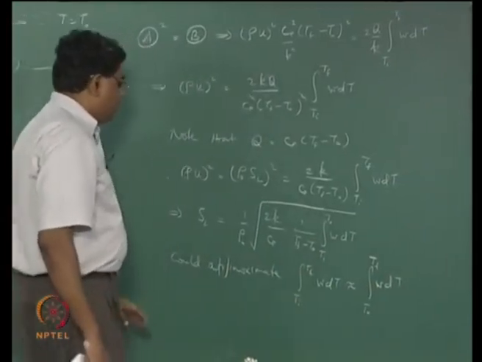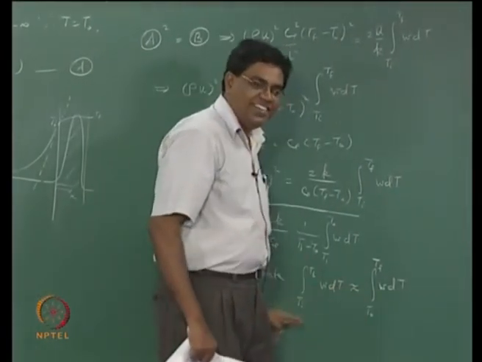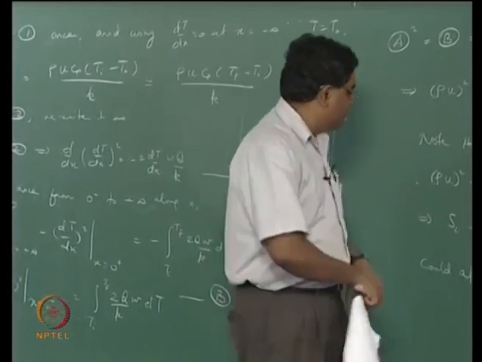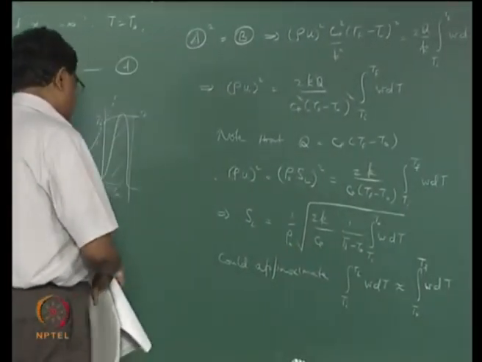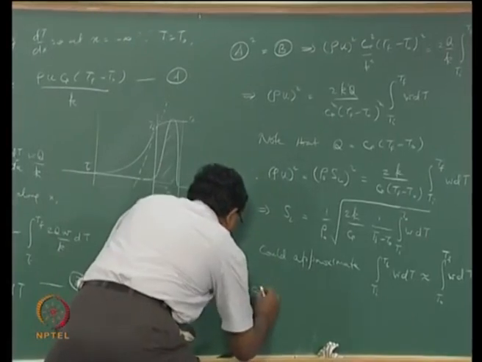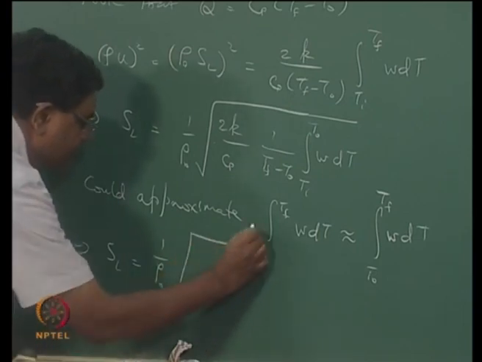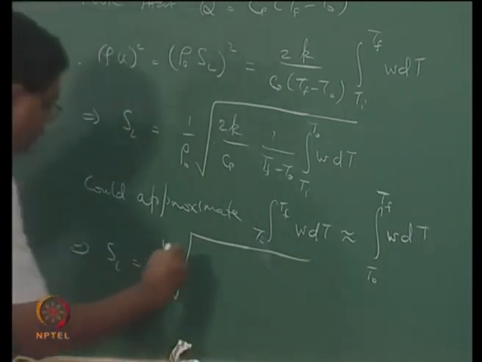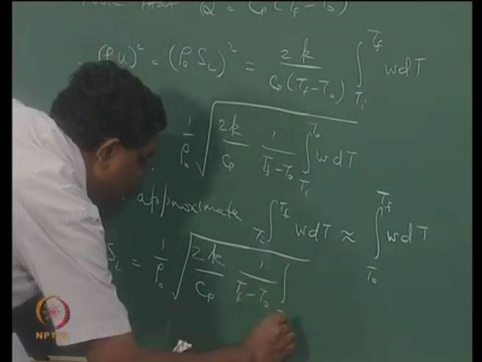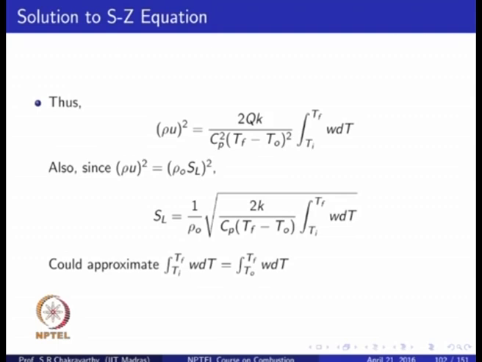Because it's showing up within the integral, it's possible for us to replace Ti by T naught. Otherwise, in an algebraic situation, it would have been much harder, and there is no way you could justify that. But this is reasonable, this is pretty good. Why would you want to do this? You don't have to do this, as I will show you soon, but why would you want to? What would we get out of seeing this? You see that 2k divided by Cp, 1 over Tf minus T naught, integral T naught to Tf of W dt. What do we have?